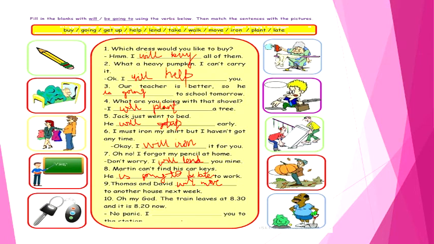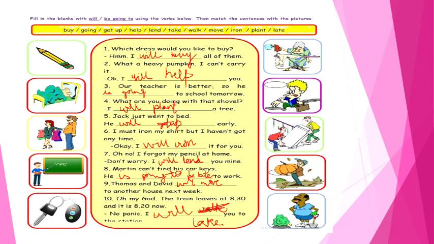Oh my god, the train leaves at 8:30 and it is 8:20. No panic, I will walk you to the station. Alright, I will walk you. Or I will, we have the option, we have 11 options, so one is extra. So we can write, I will take you to the station. Okay, let's pick up the next choice, I will take you.